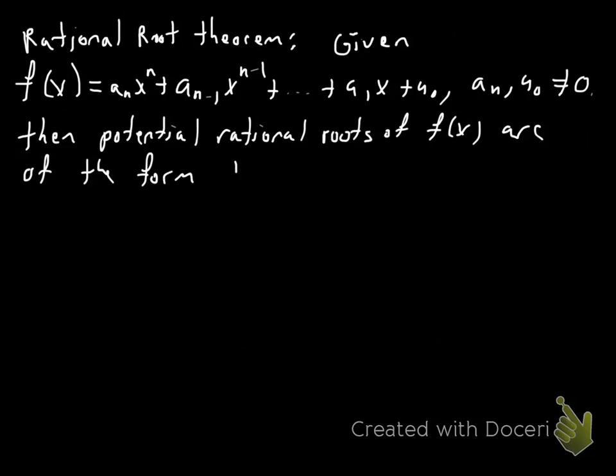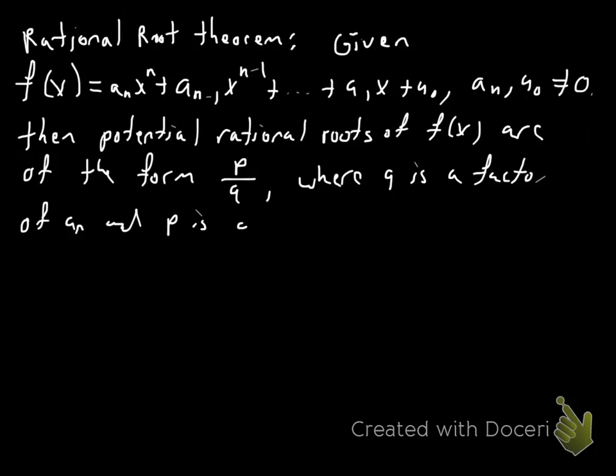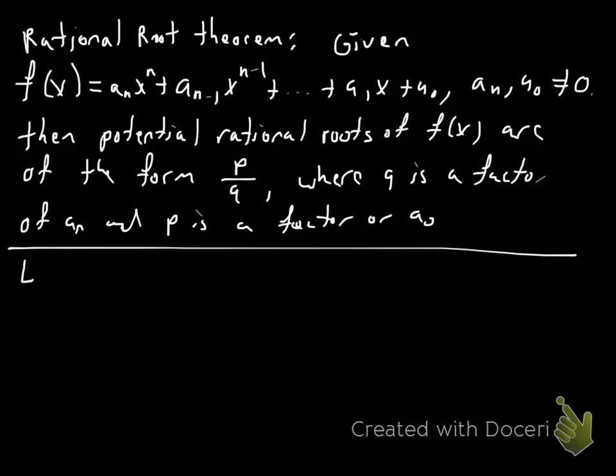The potential roots of that polynomial are p over q, where q is a factor of a_n and p is a factor of a_0. So p is the leading coefficient factors, and q, I'm sorry, I said it backwards. p is the factor of the constant number, and q is a factor of the leading coefficient. So let's do an example. 2x cubed, 9x squared plus 7x minus 8.